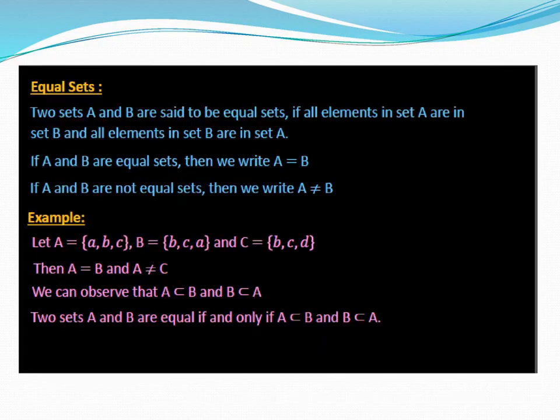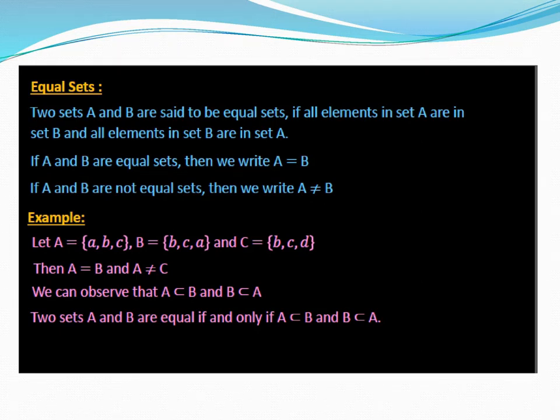Okay students, now we will learn equal sets. Two sets A and B are said to be equal sets if all elements in set A are in set B and all elements in set B are in set A. Suppose you take any two sets, the elements present in A are also contained in B, and the elements in B are also present in set A. If A and B are equal sets, then we will write A equals B. If A and B are not equal sets, then we will write A is not equal to B.